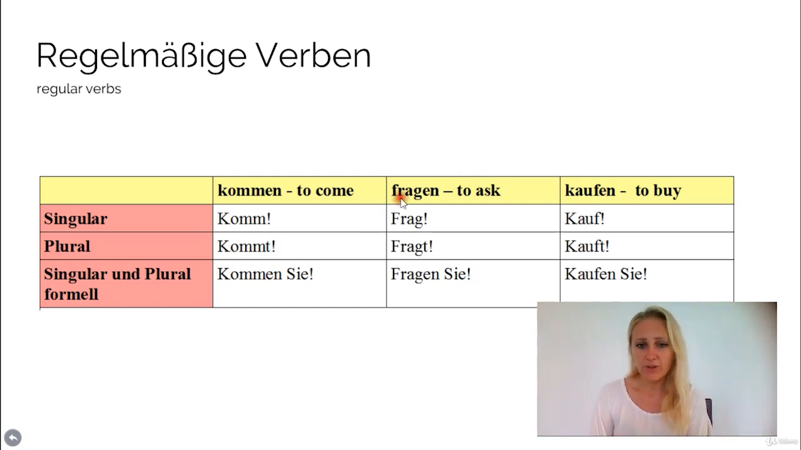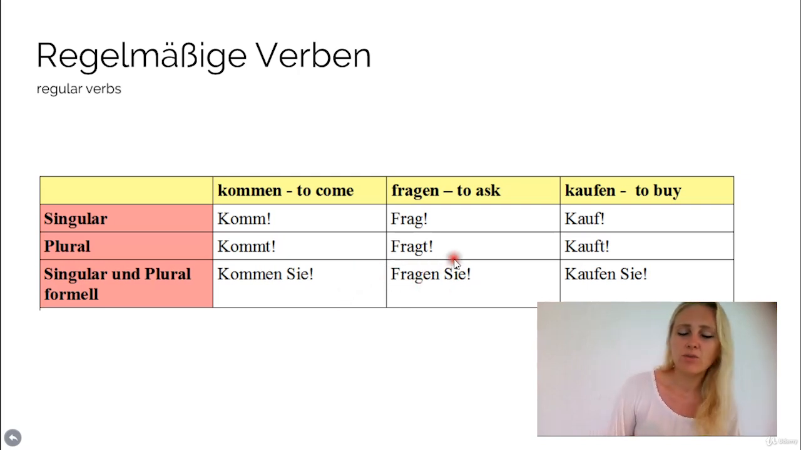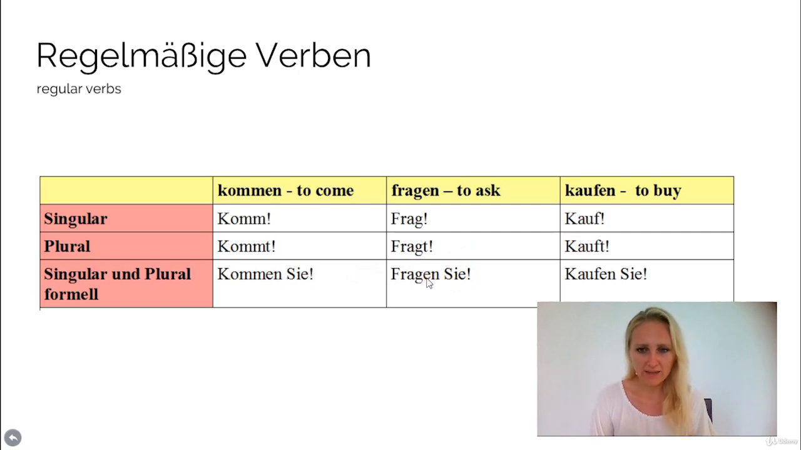Here we have the verb fragen, exactly the same. You just need the stem, so it's frag, and frag means ask. Fragt, the conjugation is exactly the same, but you don't need a personal pronoun. And fragen Sie means ask in the formal way. You conjugate it exactly the same, it would be Sie fragen, which means they ask, and then you put the personal pronoun in capitals, fragen Sie.